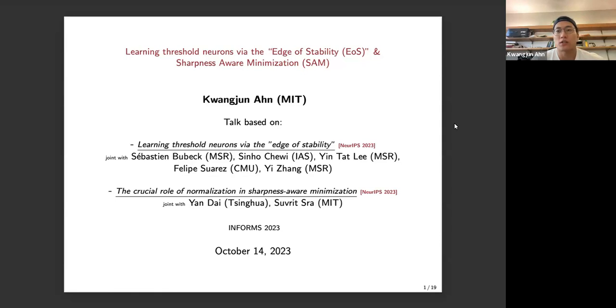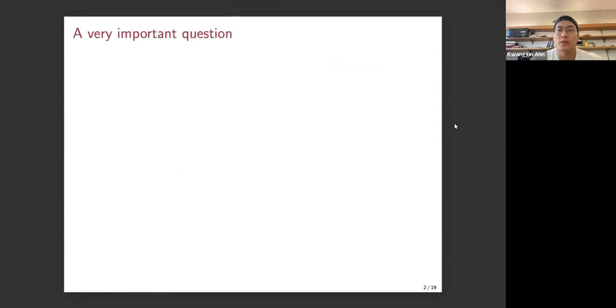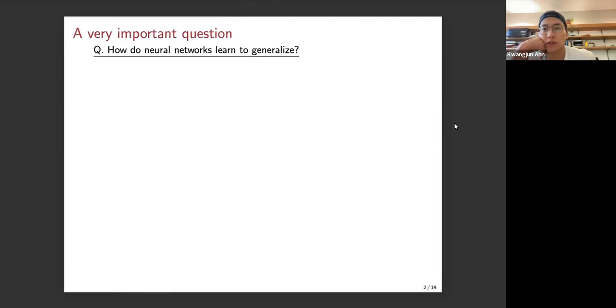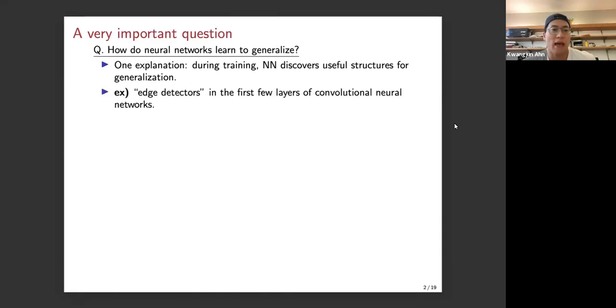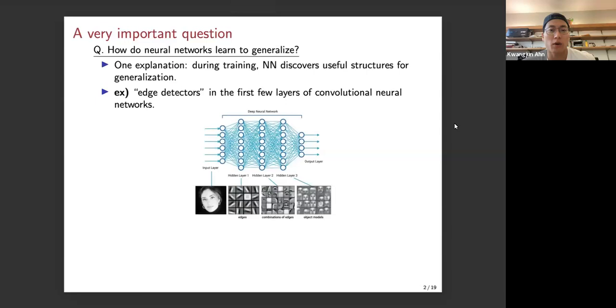So let me start this presentation with a very important question, which is how do neural networks learn to generalize? One possible explanation people often give is that during training, the neural network discovers useful structures for generalization. One prominent example is edge detectors in convolutional neural networks.